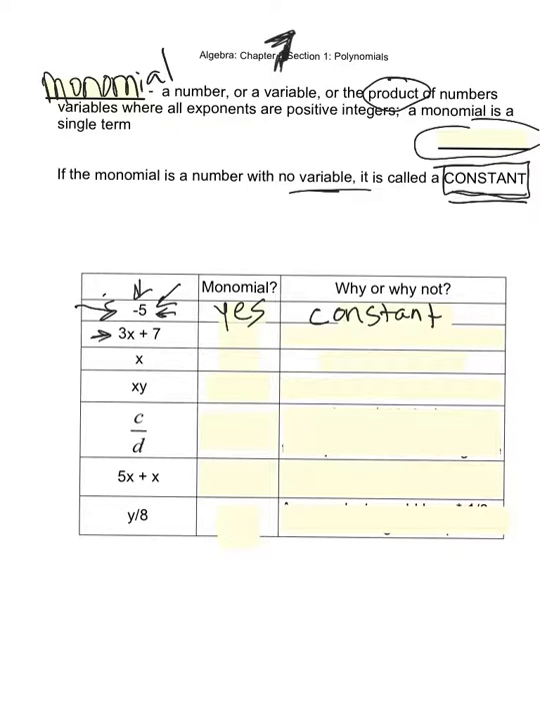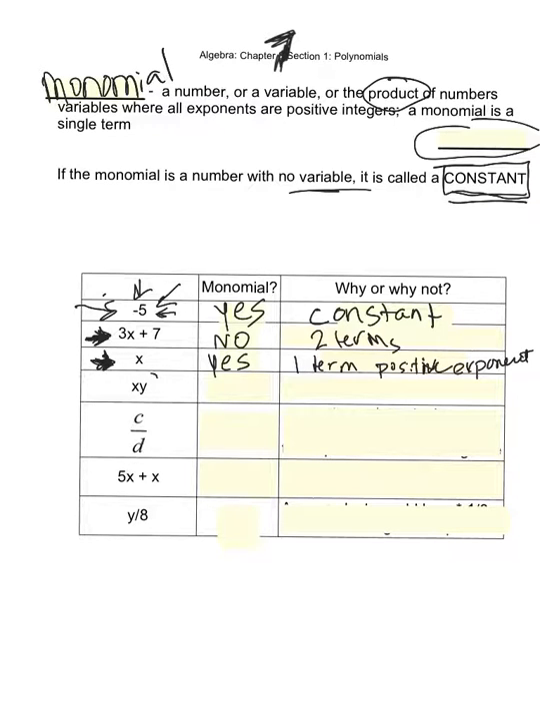Now we're looking at this one. 3x plus 7. Is it a monomial? No. Why not? Because it is 2 terms. Let's look at the next one. x by itself. Is it a monomial? Let's see. Okay, so it's by itself. Maybe. Because it's a variable, we have to look at its exponent. What's its exponent? 1. So yes, it is, because it has a positive exponent. It's a single term with a positive exponent. If there is no exponent, it is 1.